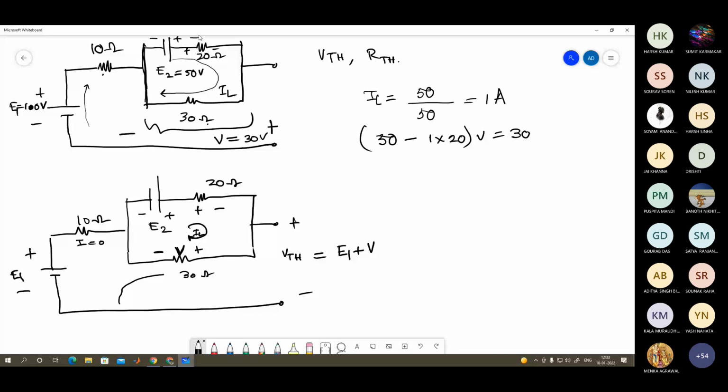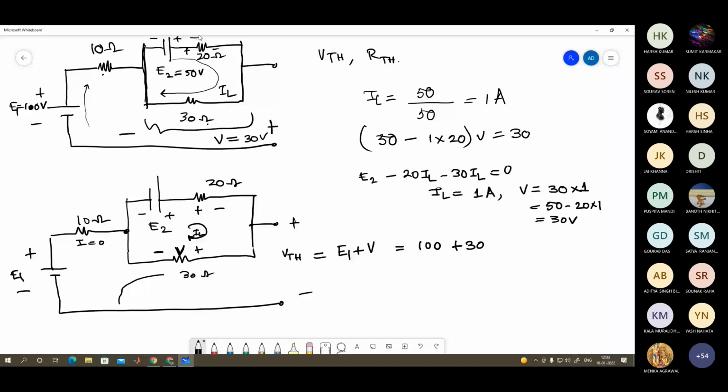That we have solved. If we write the loop equation, it is E2 minus 20 into IL minus 30 into IL, that is equal to 0. That means IL equal to 1, and then V equal to 30 into 1, or 50 minus 20 into 1. So you get V equal to 30 volt. So that is what we should write here. This is the magnitude. So total VTH equal to 130 volt.